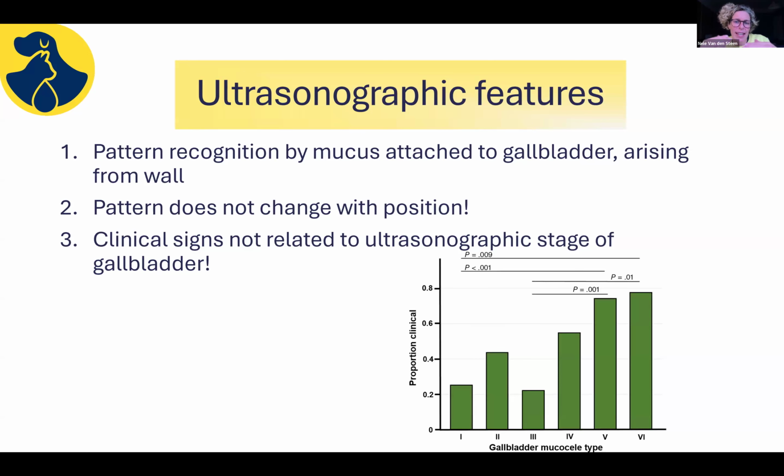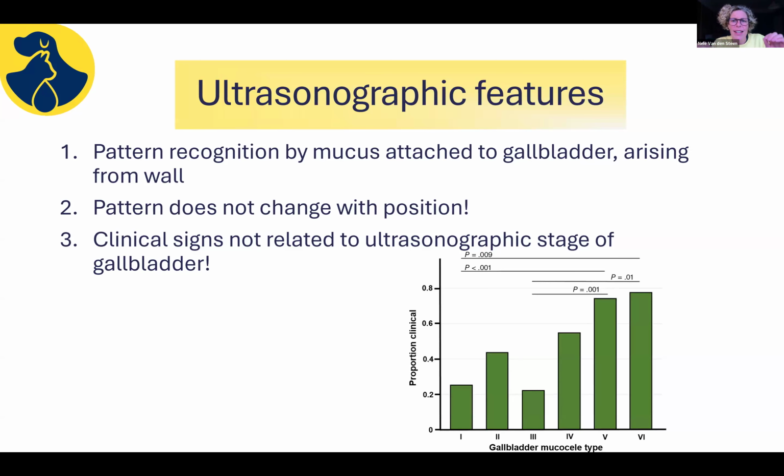and you will be getting a line between a denser sludge and a more liquid bile at the top. So to have a mucocele, it has to be a feature that if you change the position of the dog, the appearance of this gallbladder does not change. Okay, that is an essential criterion.